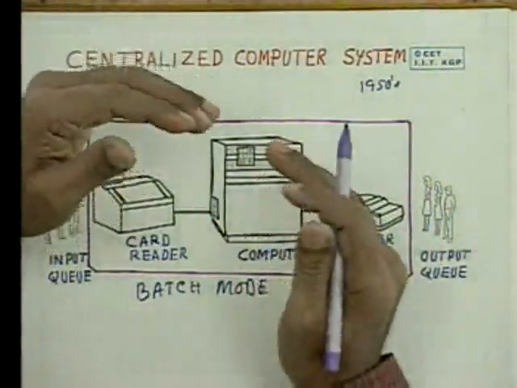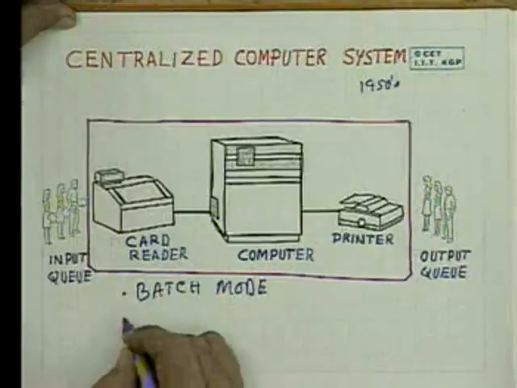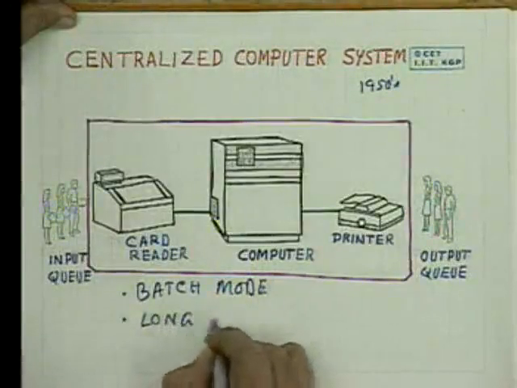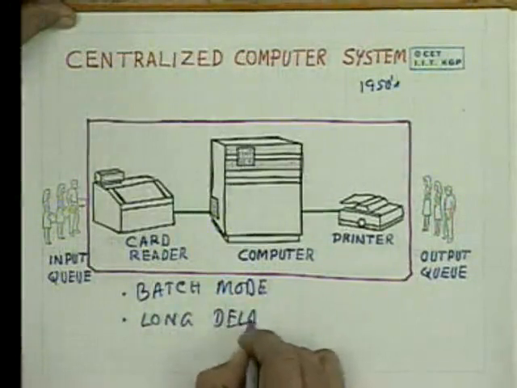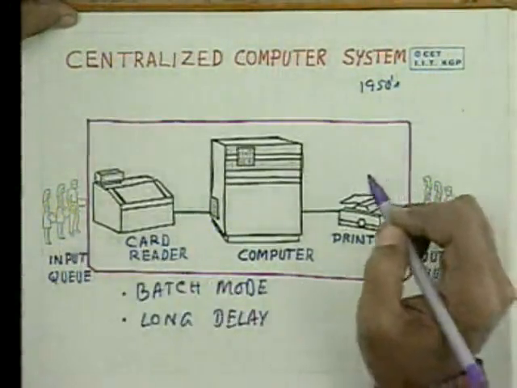So as a result, if the program is not correct, it may take several iterations and it may take a few days. So there was a long delay after submission of the program and receiving the result. Obviously, this was not a very good situation, not acceptable to the users. So the scenario changed in the 60s.